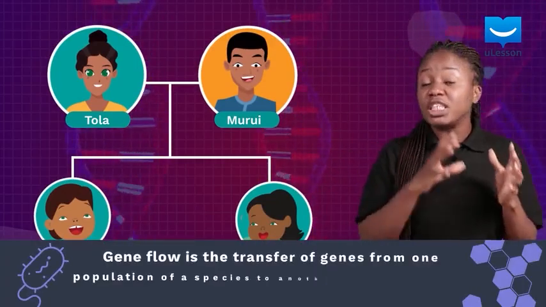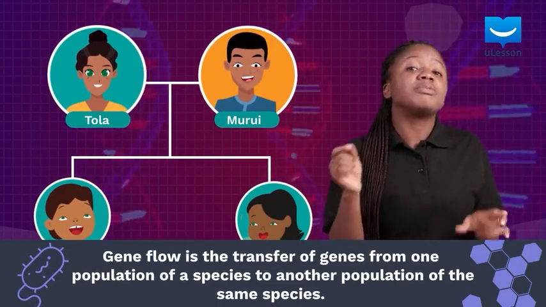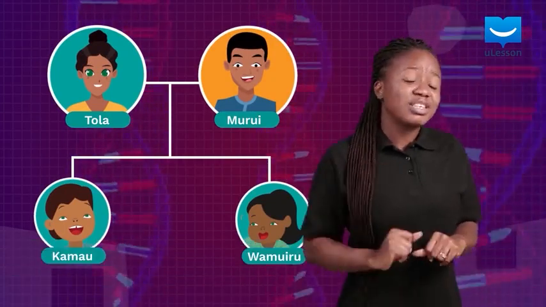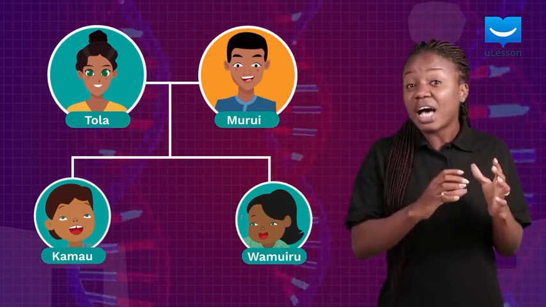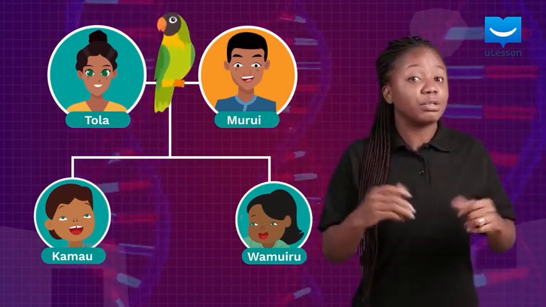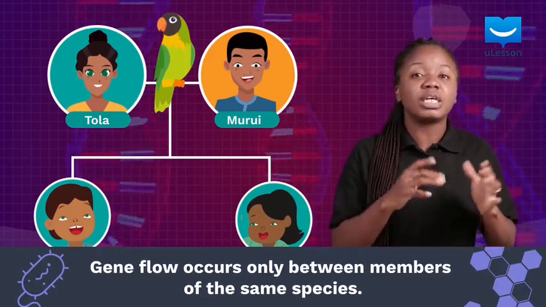This transfer of genes from one population of a species to another population of the same species is called gene flow. Obviously, Tola cannot transfer her green eyes to their pet parrot because members of different species cannot interbreed. So gene flow only occurs between members of the same species.